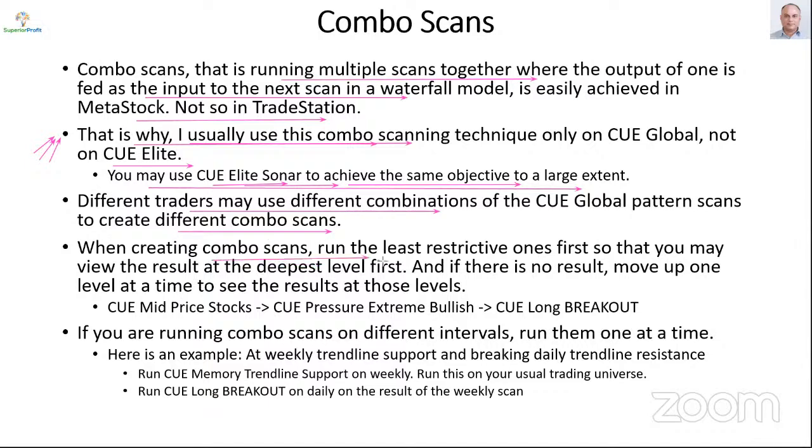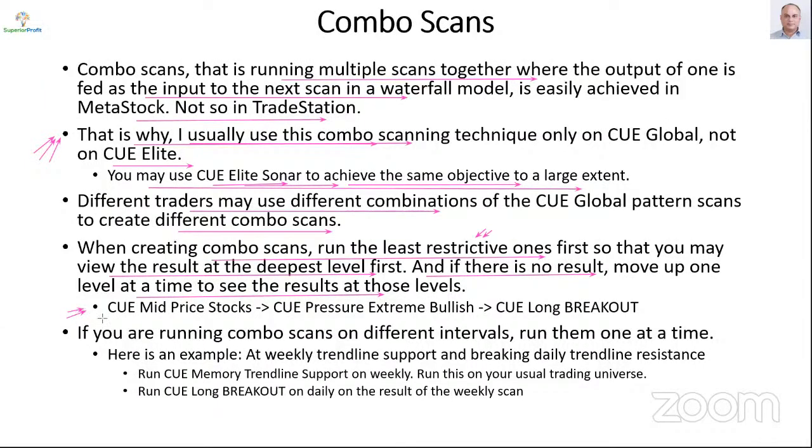When creating combo scans, and this is important, run the least restrictive ones first, so that you may view the result at the deepest level. If there is no result at the deepest level, move up one level at a time to see the result at those levels. This example will clarify it. It's not a scan I will probably use in real time. I am using it to explain why you run the least restrictive scans first in a combo scan.